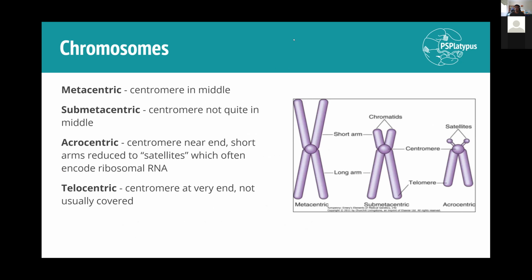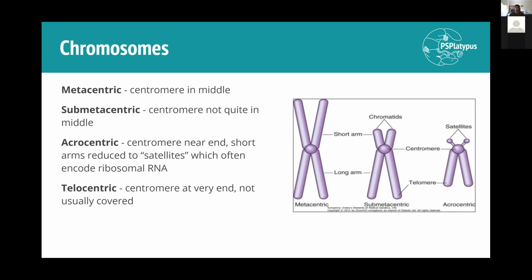All right, and so we can classify chromosomes based on where the centromere is, because it varies quite a lot between different chromosomes. So we call them metacentric when the centromere is more or less in the middle of the chromosome. So the short arm and the long arm are pretty similar in length. It's much harder to tell which is which. When we have a submetacentric chromosome, it's much easier to tell which one is which, because the short arm is very short, the long arm is very long, relatively.